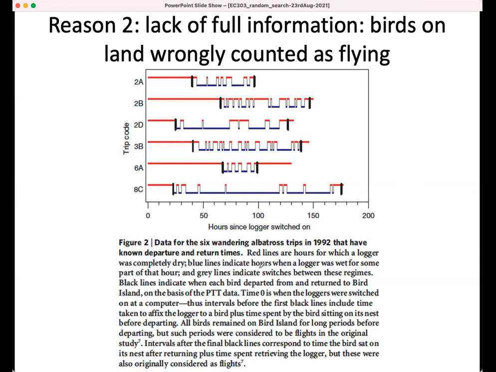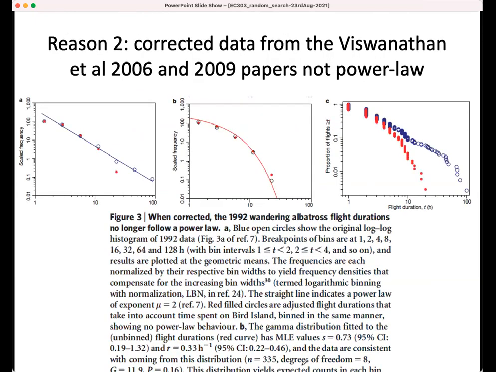Red lines are hours for which the logger was completely dry. Blue lines indicate the hours when the logger was wet for some part of the hour. Gray lines indicate switches between these regimes. Black lines indicate that all birds remained on Bird Island for long periods before departing, but such periods were considered to be flights in the original study. Intervals after these black lines were removed, once they removed those spurious data, and all the power law apparently went away. Corrected data, they claim here, don't show power law features anymore.